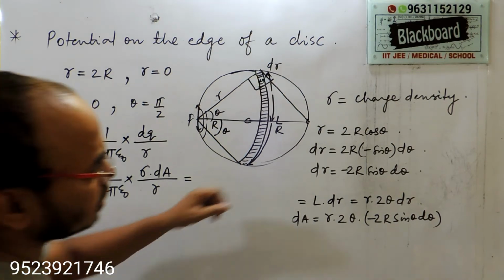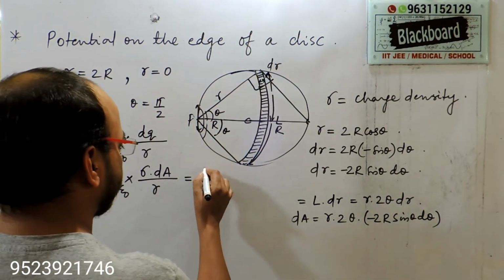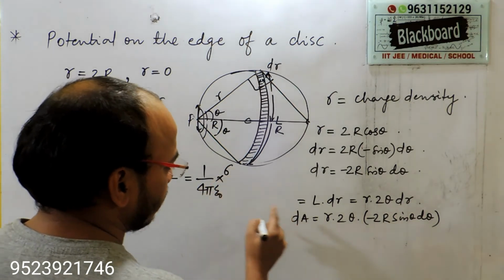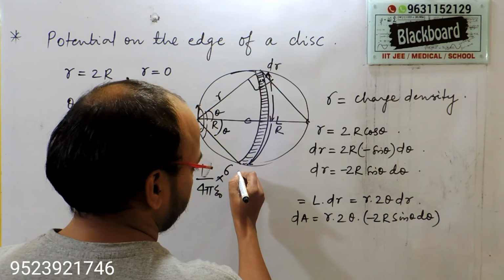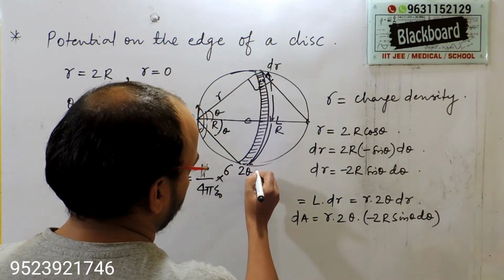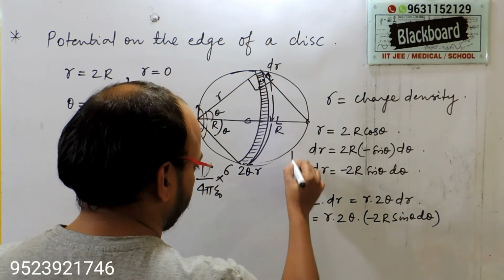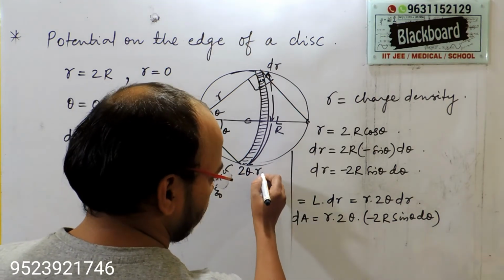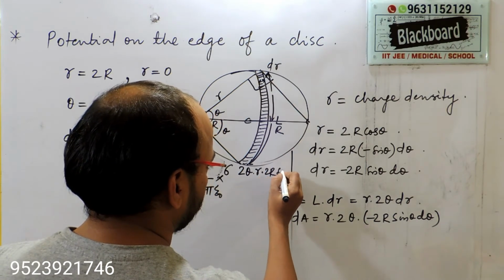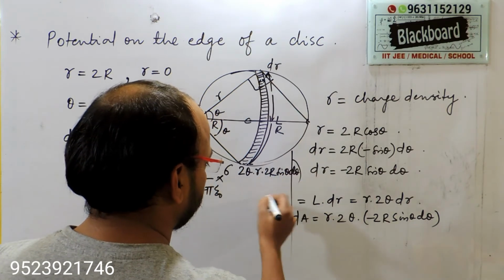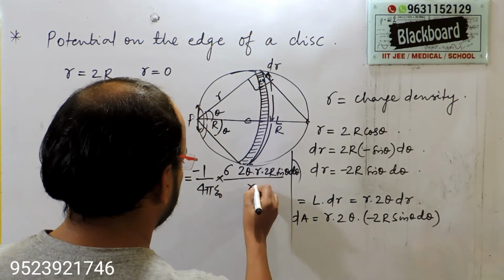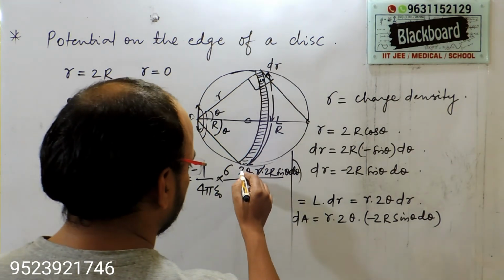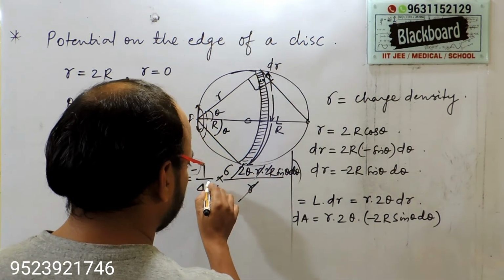And here sigma is what? Charge density. That means you can write 1 by 4 pi epsilon naught into sigma and dA is equals to here this is 2 theta into r and you can write here r. That means minus and this is 2R sin theta d theta divided by your r cancel and this is 2 cancel, this is 4 cancel.